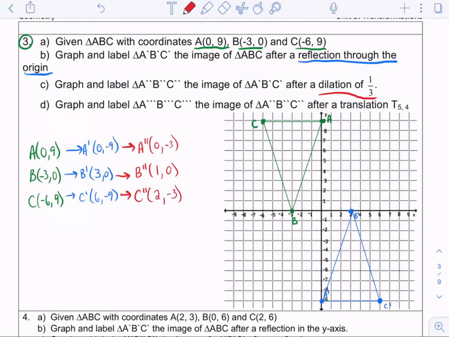And you can always just put in the calculator. 1/3 times 6. 1/3 times negative 9. And it'll easily spit out the correct answers or coordinates for you. So 0, negative 3, 1, 0, and 2, negative 3. So here is my double prime. A double prime, B double prime, and C double prime.